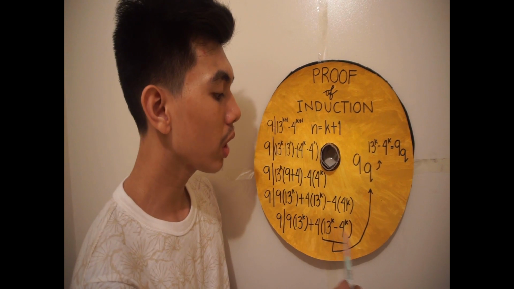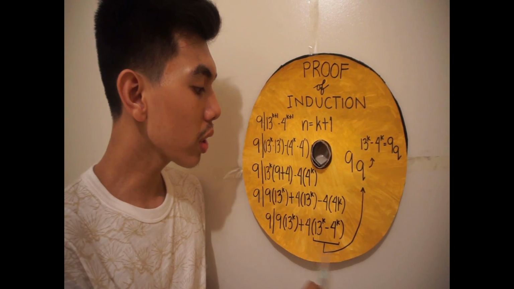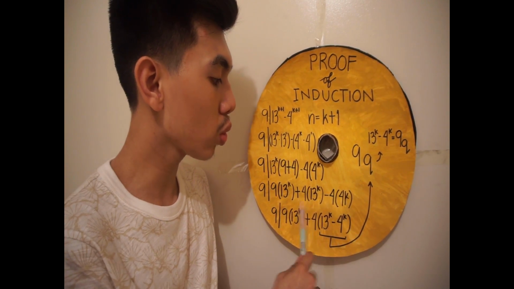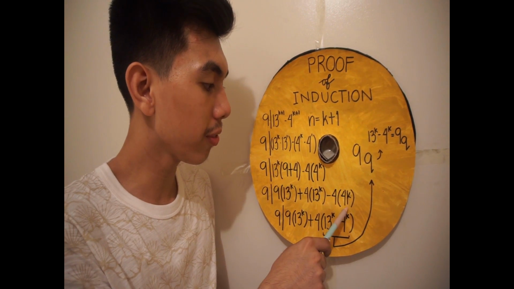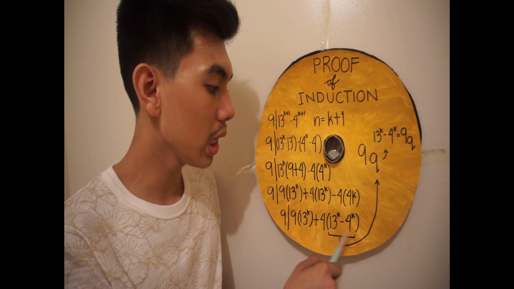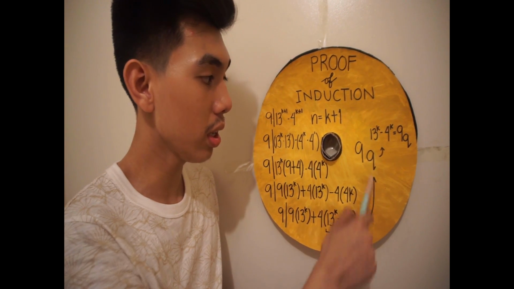So where did we get this? In order to get this, we should combine these two terms, where we get 13 raised to k and 4 raised to k. In this situation, we get the 9 cube.